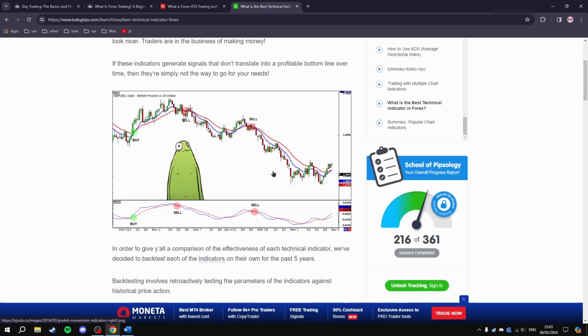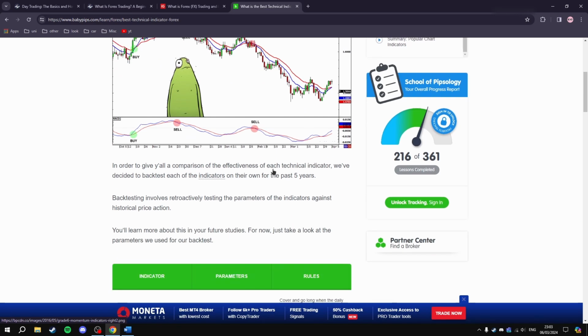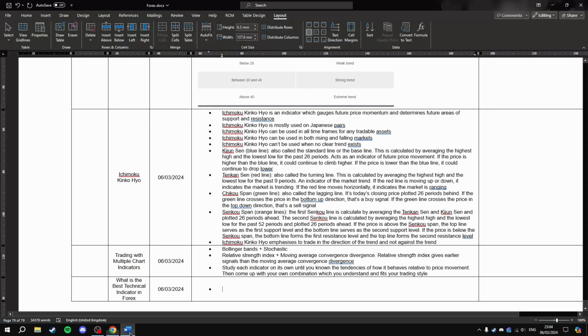In order to give y'all a comparison of the effectiveness of each technical indicator, we've decided to backtest each of the indicators on their own for the past 5 years. Backtesting involves retroactively testing the parameters of the indicators against historical price action.